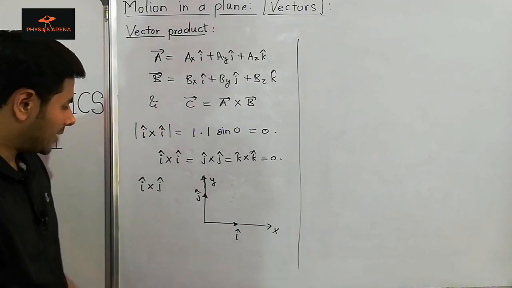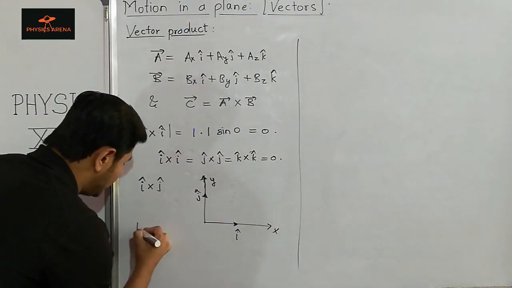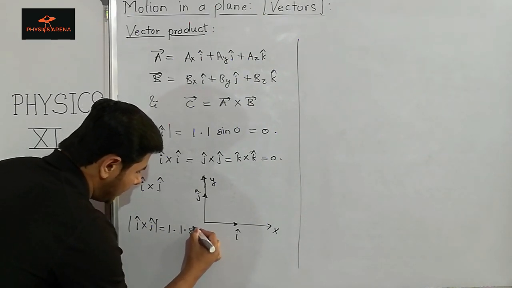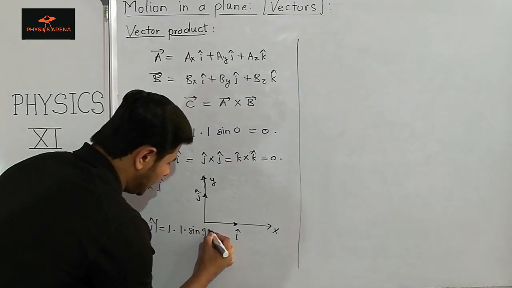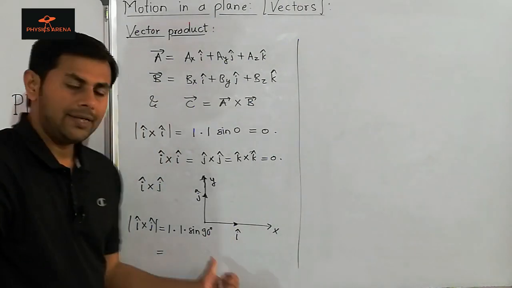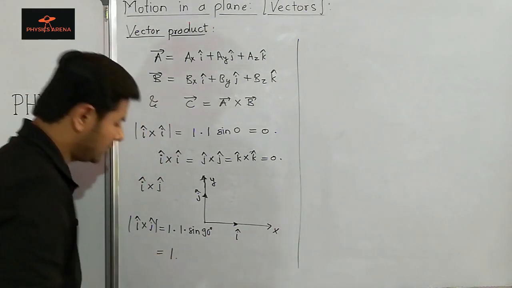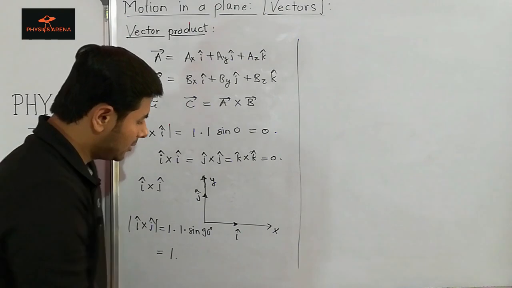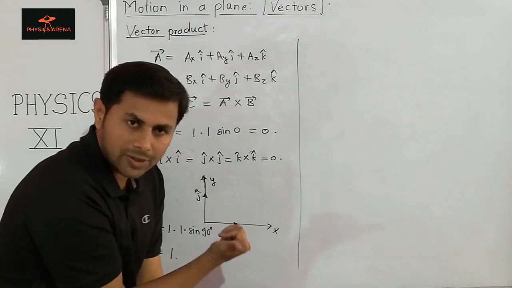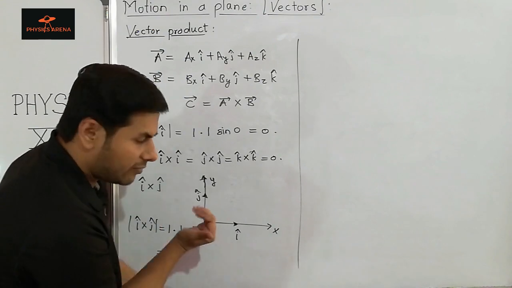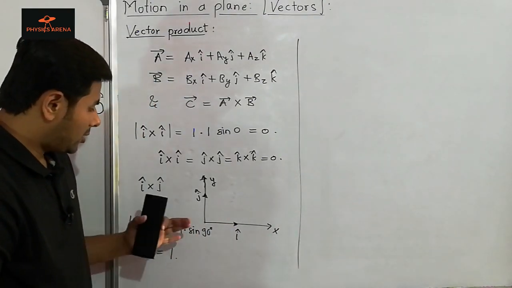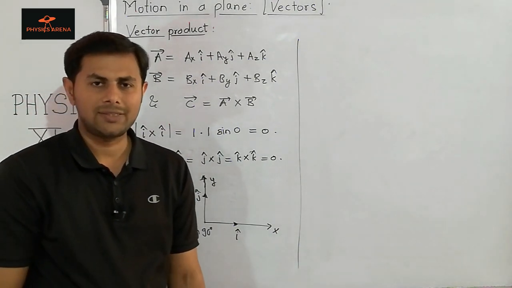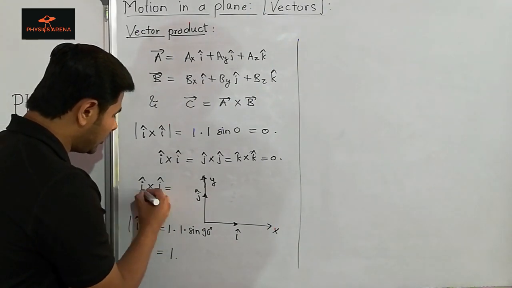And what will be the magnitude? So let's find magnitude of I cross J. It is equal to 1 into 1 into sine of the angle between the two, which is 90 degrees, and sine 90 is 1, so magnitude of I cross J is 1. And we just found that direction is along positive z axis, perpendicular to x and y. So a vector having unit magnitude in positive z axis is K cap, and that's why I cross J is K cap.